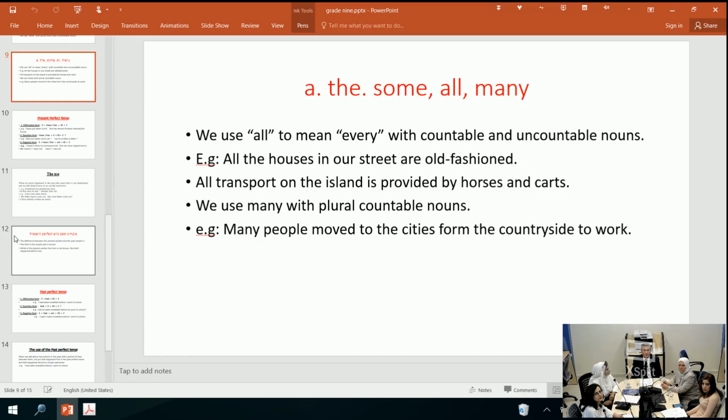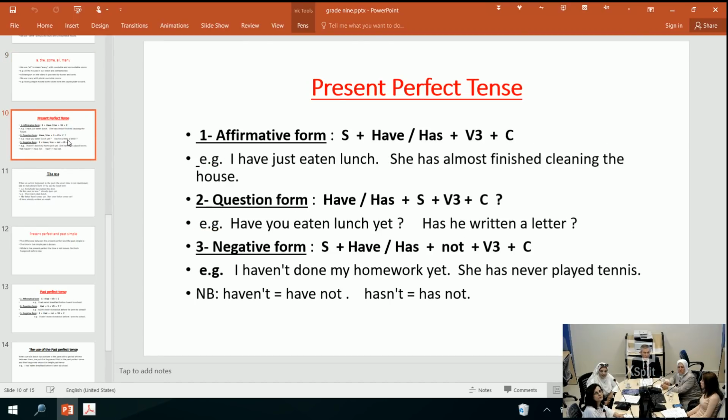Thank you. Can we move to the following one, sir? The following one. Present perfect tense. Let's explain the present perfect tense. Miss Abir, the first case. Now here we have the affirmative form: subject, have or has, then verb 3, and then complement. So S means subject, have or has, verb 3 is past participle, and the complement. Example, I have just eaten lunch. Here the subject is I. Have just eaten. Eaten is verb 3 from the verb eat.